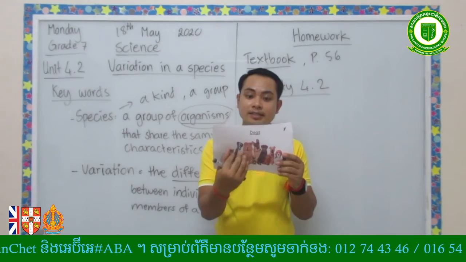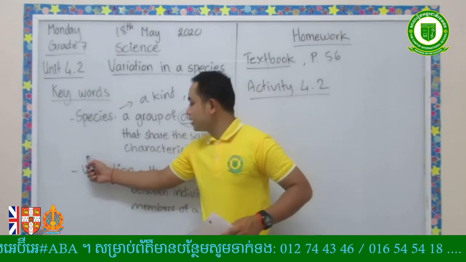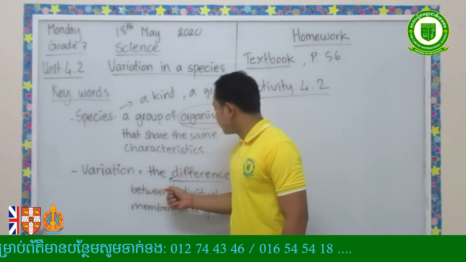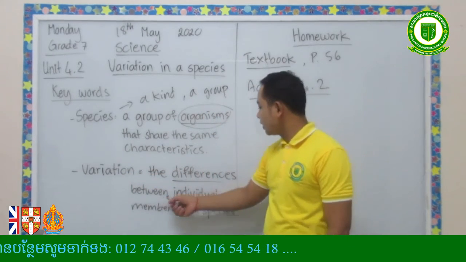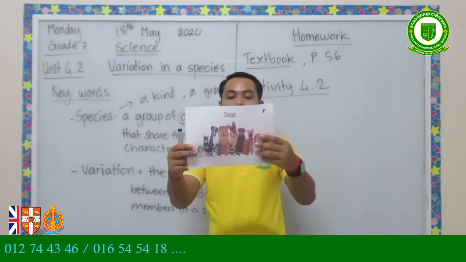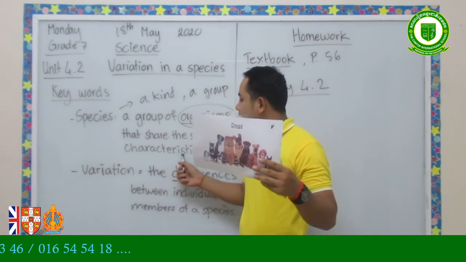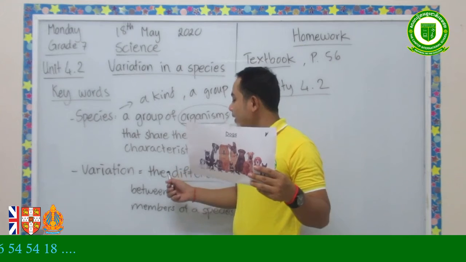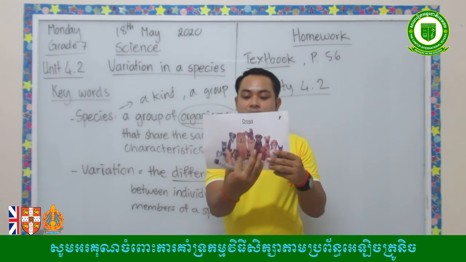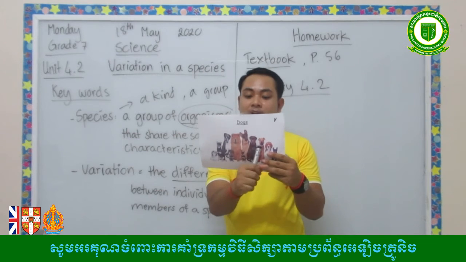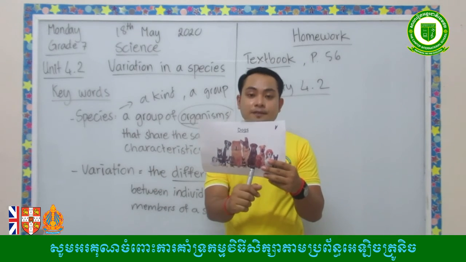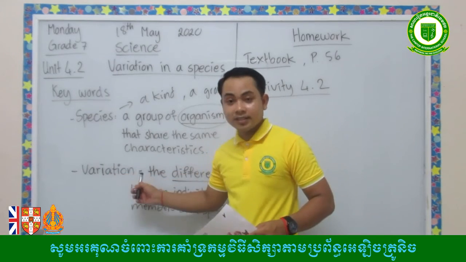Maybe the look is different, right? So the difference is what we call the variation. Okay, so the variation is the differences between individual members in that species. In this group of dogs, even though these dogs share the same characteristics, these dogs have differences. Some dogs here are small, some dogs are big, the hair colors, the ear size and shapes, so they are different. So this is called the variation, okay?